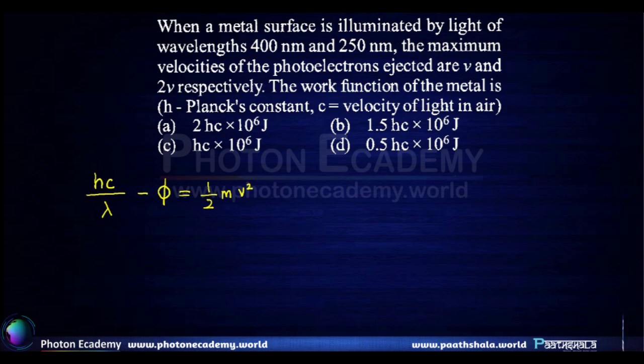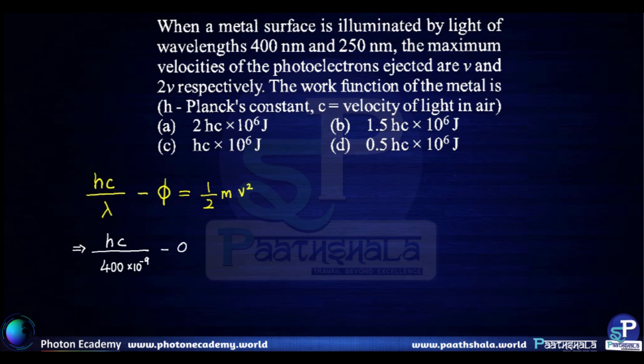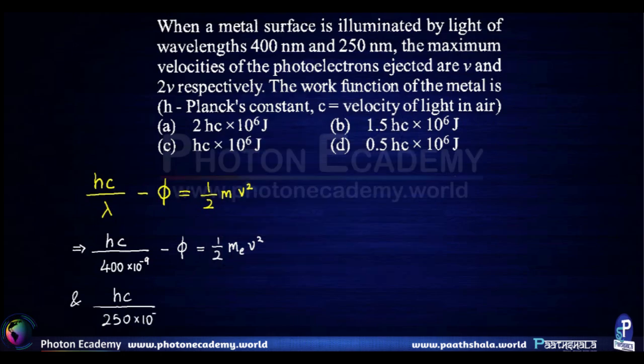Therefore, we have the two equations: hc by 400 nanometers minus the work function is equal to 1 by 2 the mass of the electron into v squared, and hc by 250 into 10 to the power minus 9 minus phi is equal to 1 by 2 times the mass of the electron into 2v whole square.